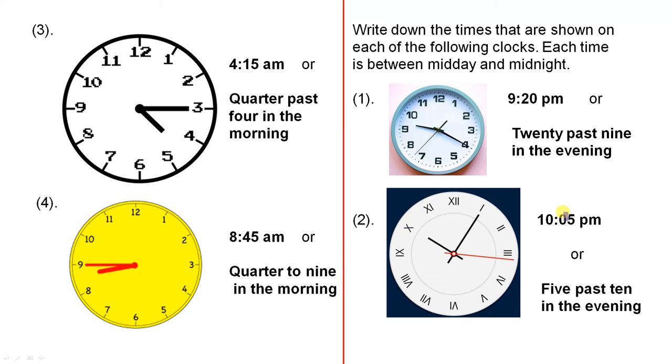And here, the hour hand is just past the 10, the minute hand is on the 1, that means it's 5 minutes, so it's 10:05 PM, or 5 past 10 in the evening.